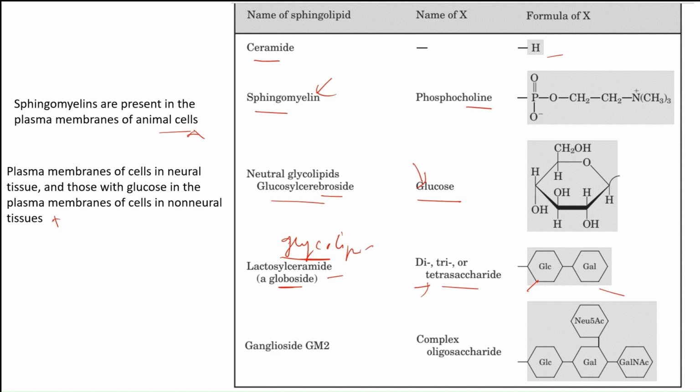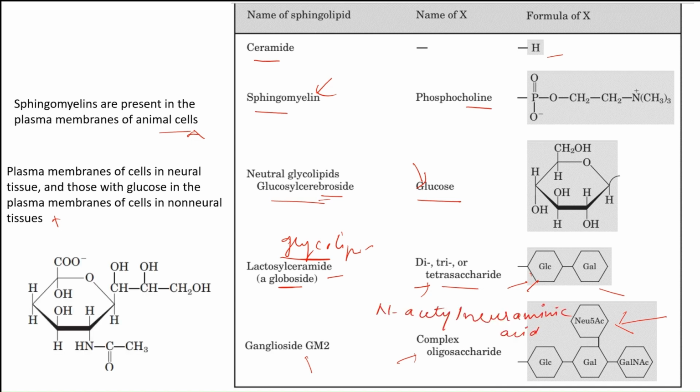So when one glucose is present, the name is cerebroside, and when more than one carbohydrate is present, that is 2, di, tri or tetra, we call it globoside. Next is ganglioside, when a complex oligosaccharide is present and one of the oligosaccharides is sialic acid, that is N-acetyl neuraminic acid. The structure is like this. This is the structure of sialic acid. In the name GM, the M stands for mono N-acetyl neuraminic acid. That means only one molecule of this sialic acid is present.